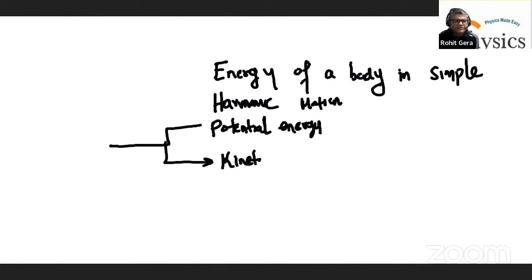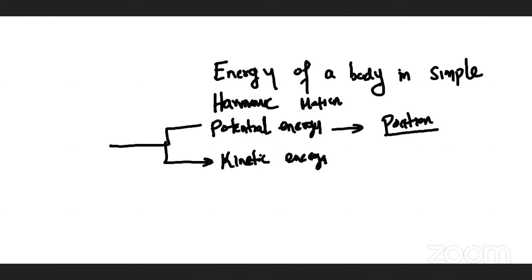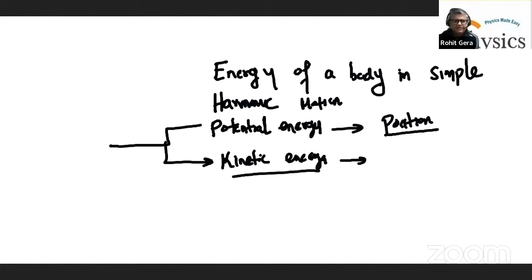Kinetic energy. The reason for potential energy is position, always position. Height of the body from the earth, mgh, potential energy. Kinetic energy always due to velocity. Okay. And as the position and velocity both are changing continuously, the potential energy and kinetic energy are also changing continuously during the motion.